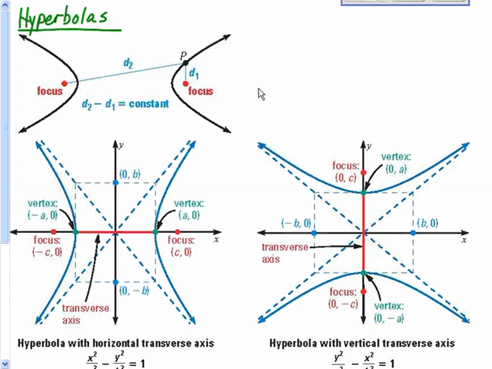Welcome back to your favorite intermediate algebra course. We're going to take a look at hyperbolas today. So we're going to graph and write some equations of hyperbolas to be our objectives.